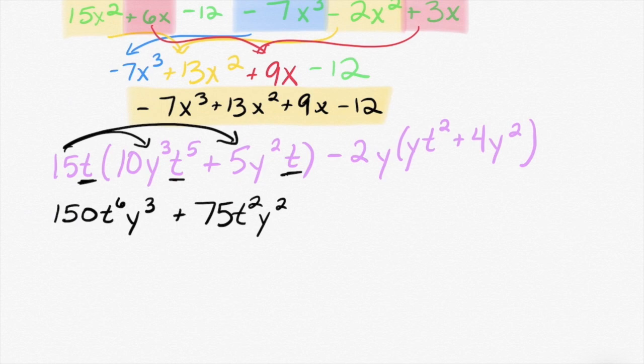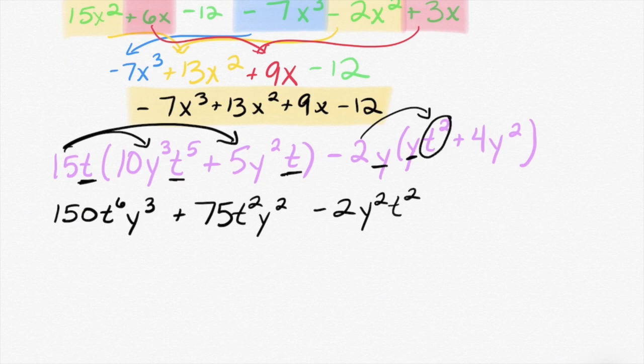Then we move on to the second set here. Negative 2y times that. So it's negative 2, because there's no number to multiply by. And then I've got y times y, which is y squared. And then we've got this t squared who doesn't have anything to multiply by, so he just stays t squared. Negative 2 times 4 is negative 8 y cubed. There's no t's in that one at all.